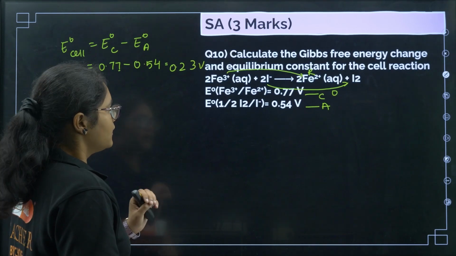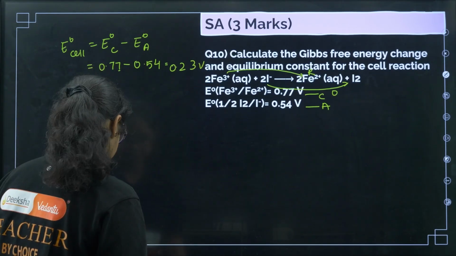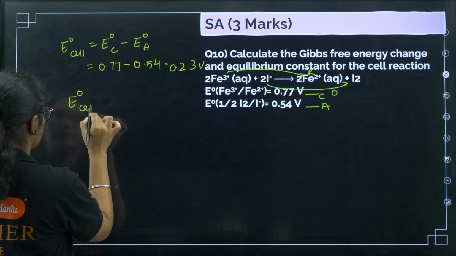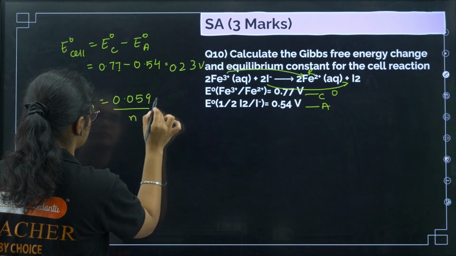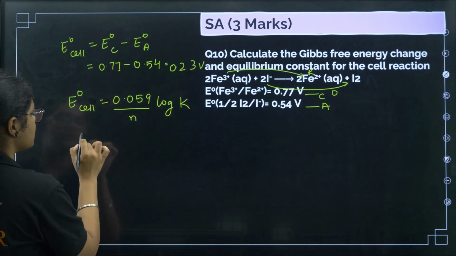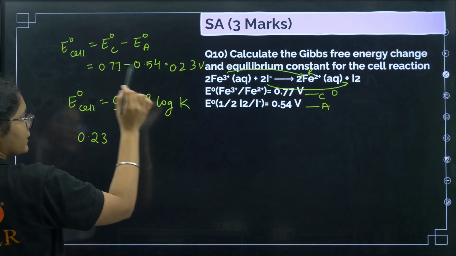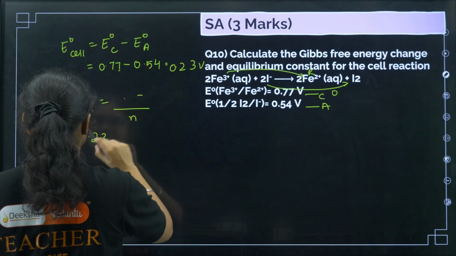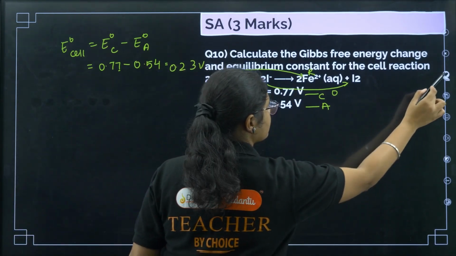Got it? Fine. Next we will find the equilibrium constant. E naught of the cell is equal to 0.059 by N log of K. E naught of the cell we already got as 0.23. Sorry, first we need to calculate delta G, right? We'll come back to this. First we'll calculate the delta G value.